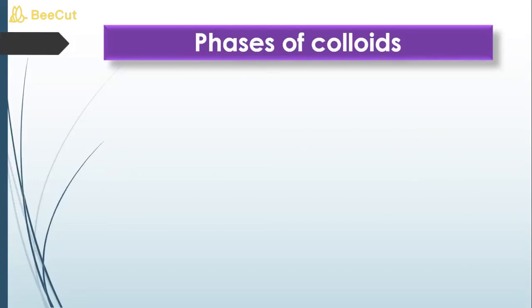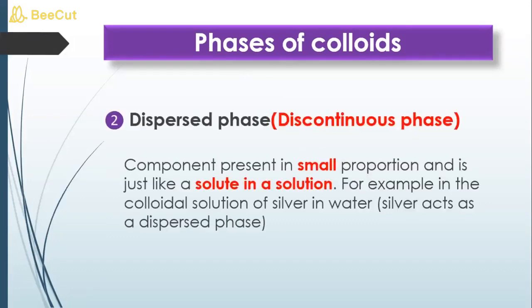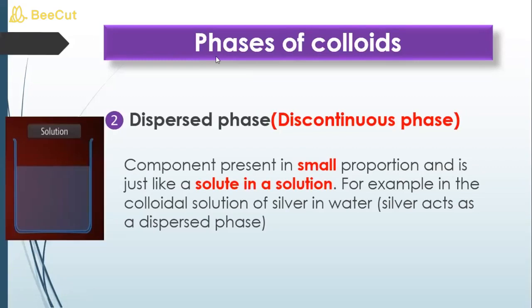The second one is dispersion phase. Dispersion phase is a component present in a smaller proportion. Otherwise, it is going to behave like a solute which we have discussed in the solution. If you consider a silver salt in water, the silver will be spread like this and water will be continuous. This indicates that silver is a dispersion phase and water is going to be a dispersion medium.